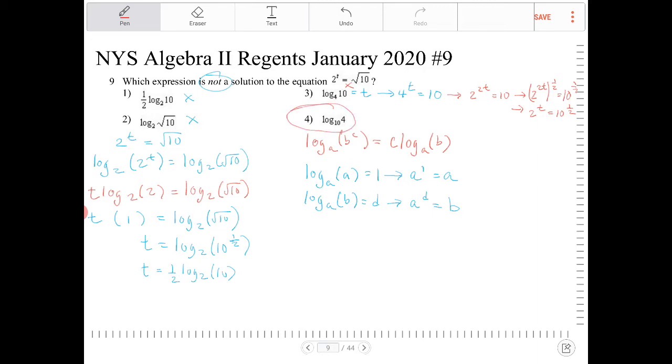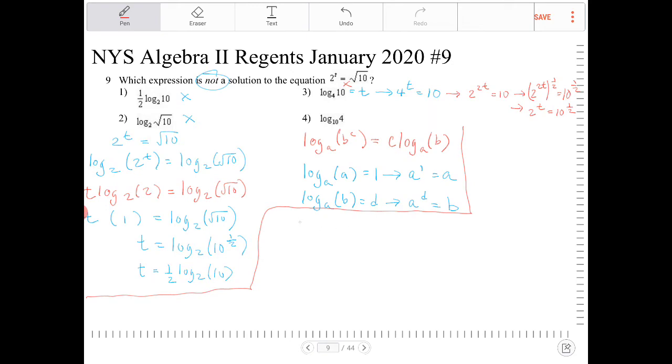And just to test this out, why does option 4 not work? Well, we can try to solve for t using base 10. Let's say I have log base 10 of 4 is equal to t. If I perform the rewrite, I end up with 10 to the t is equal to 4, which is not the same as what we started with. I cannot manipulate this equation to make it look like the question that we started off with.